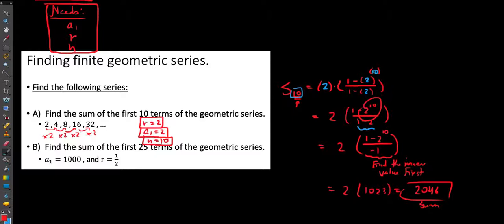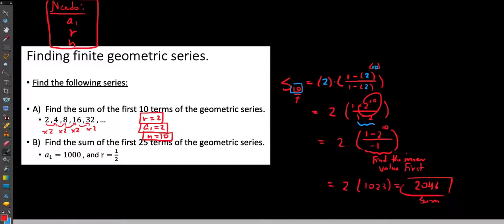Imagine if you had added up the first 25 terms of this, and it continues to double from term to term, it's going to grow rather large. So we're going to try again here on letter B to find the sum, but this time of the first 25 terms of a geometric series. And this time I want you to notice that our R value is half.